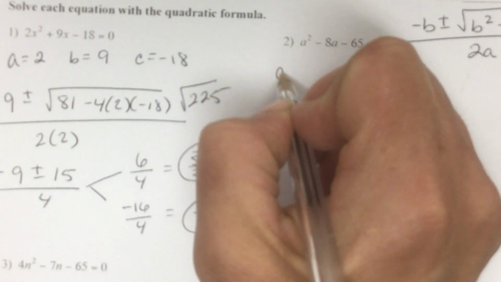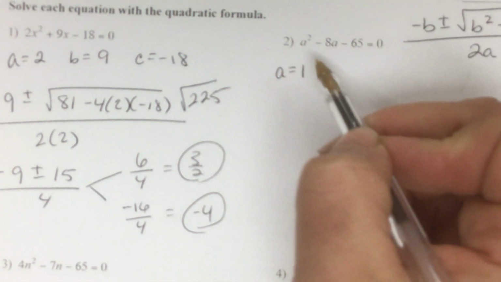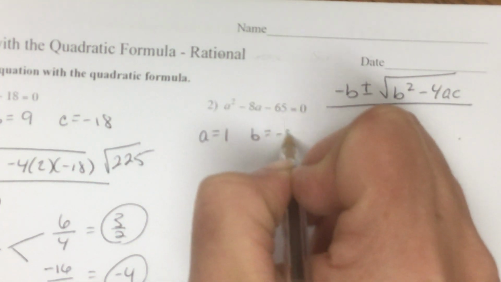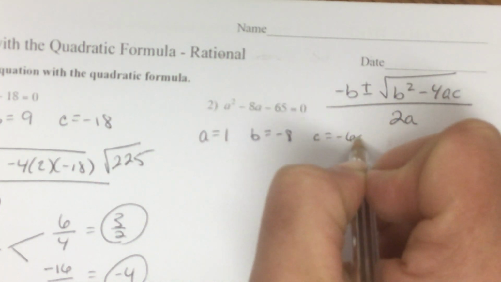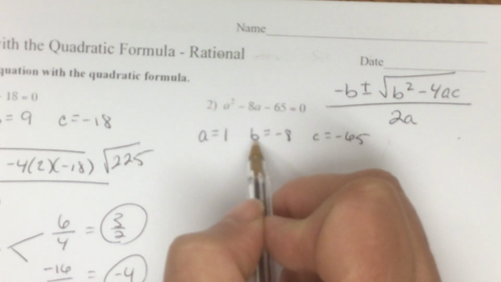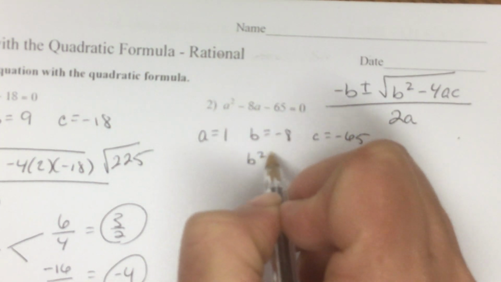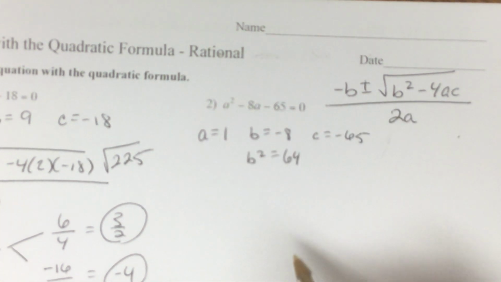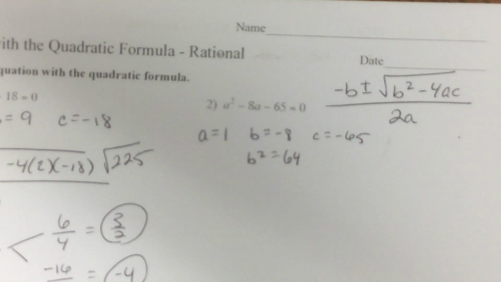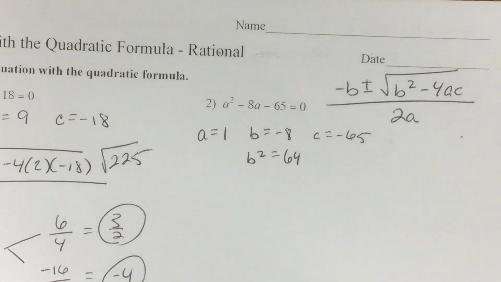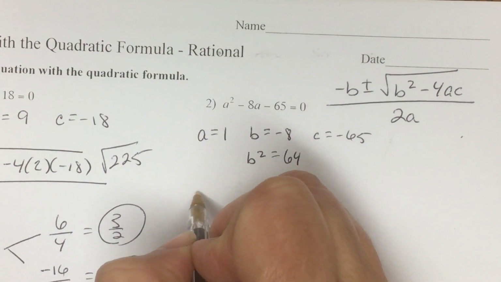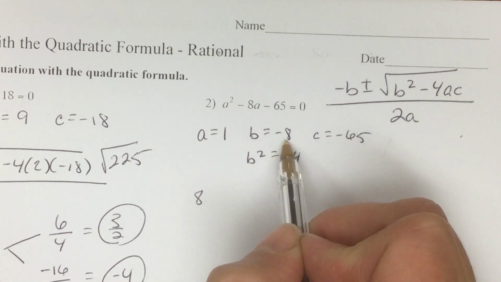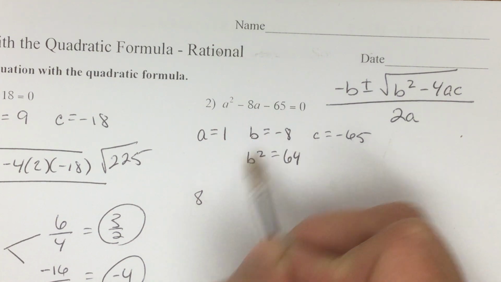Okay, so in this one, a is equal to 1, because you have a 1 on the a squared, or there's no number there, so it's assumed to be 1. B is negative 8, and C is negative 65. So if my B is negative 8, B squared is negative 8 times negative 8, which is positive 64. So it's a good idea to put down B squared right there. So you have that, okay? So the opposite of B is going to be 8, because it's negative B, and B is already a negative 8, so a negative times B is a positive 8.